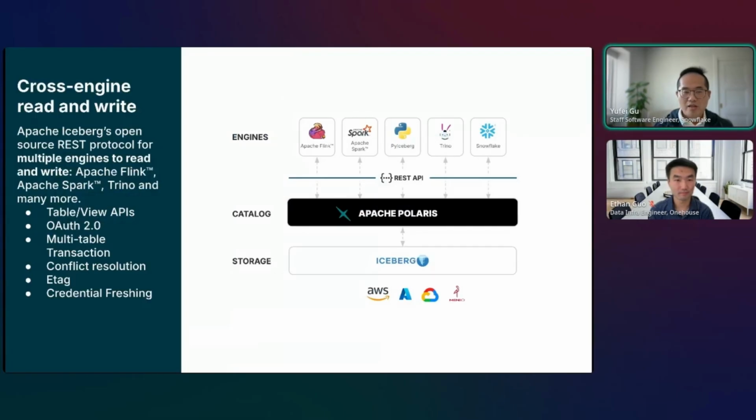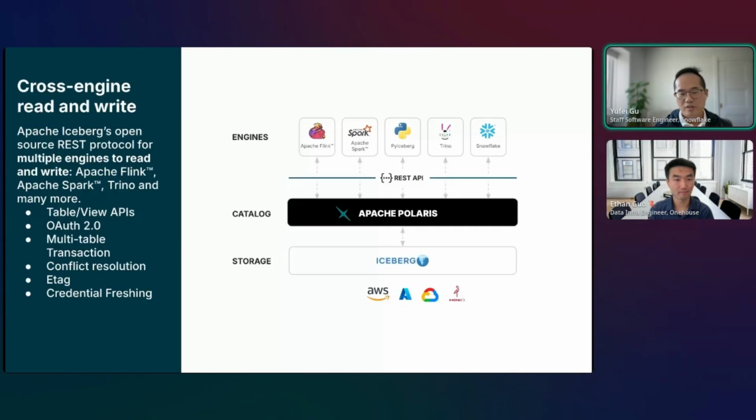So as long as all these engines are compatible with the IRC spec, they can work with Polaris seamlessly, no matter whether it's your favorite open source engine like Spark, Flink, and Trino, or any proprietary engine you try to use. As long as they're compatible, it can work seamlessly. And Polaris supports all these great features of the IRC. We are almost the most feature-compatible catalog there.